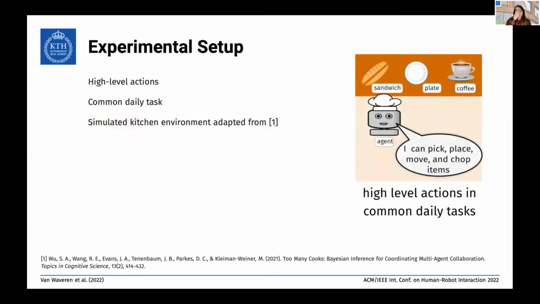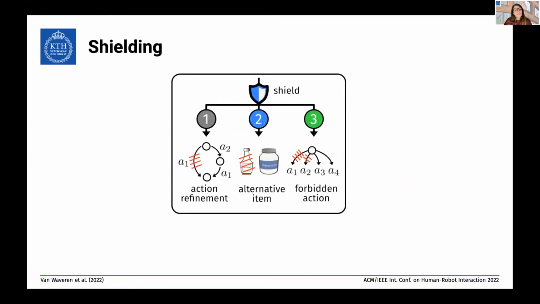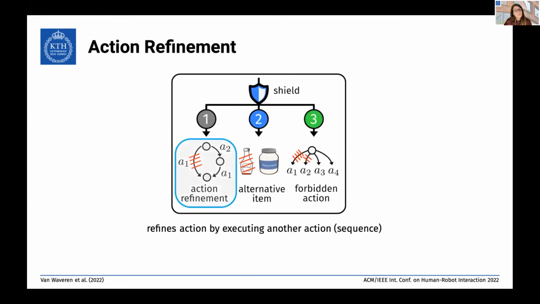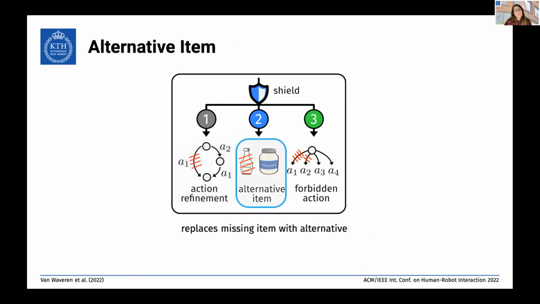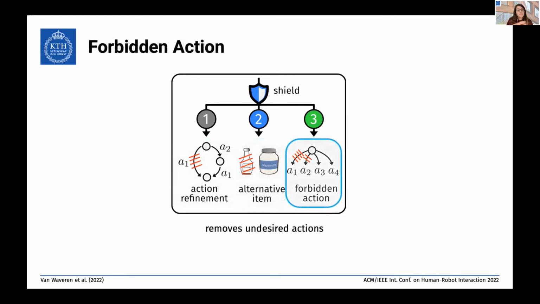We constructed shields to correct high-level actions in a common daily task, a cooking task in this case, in a 2D kitchen environment. And we used ground truth and incorrect feedback that we obtained in an online study. We tested 3 types of shields. Action refinement, which refines a failed action by executing another action or a sequence of actions instead. Alternative item, which replaces a missing item with an alternative item. And forbidden action, which removes undesired actions.